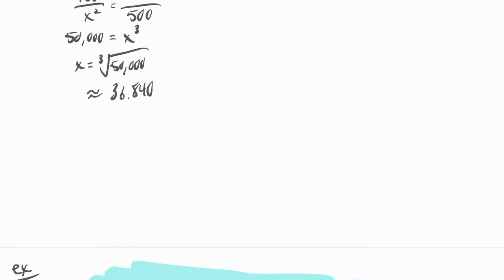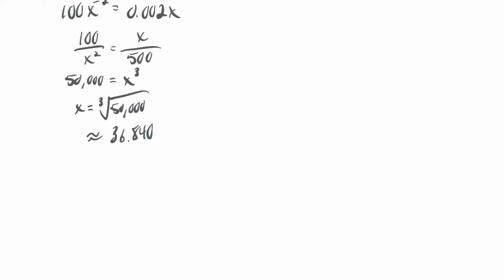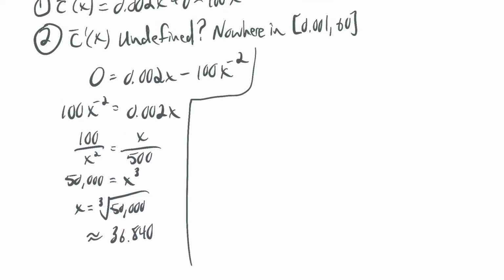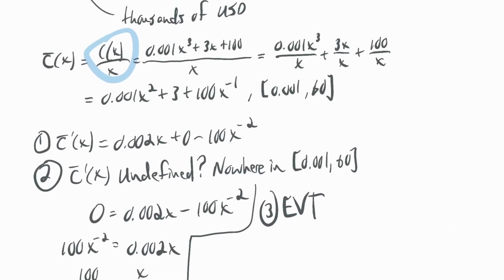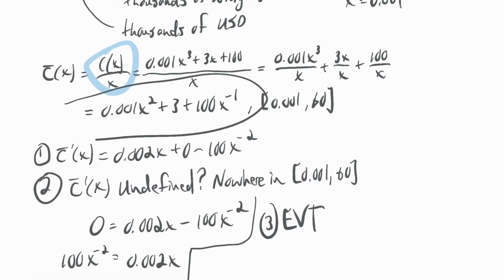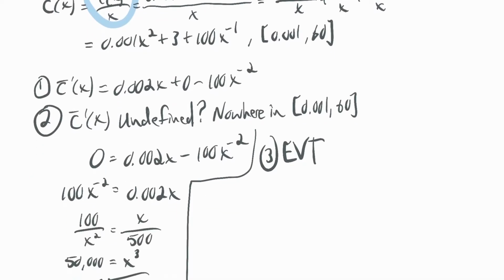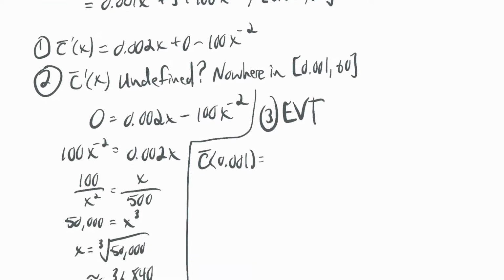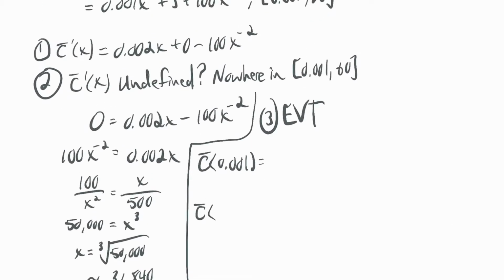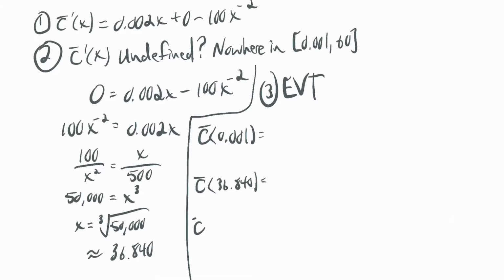So now I can apply, I'm almost out of room. I got a little bit of room left. Not a whole lot. I'll go over here. Step 3, extreme value theorem. Okay, so I can apply the average cost function to each endpoint and to the critical number. So C bar of 0.001, and then C bar of 36.840, and then C bar of 60.